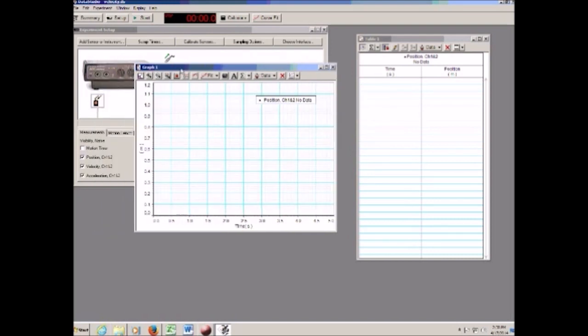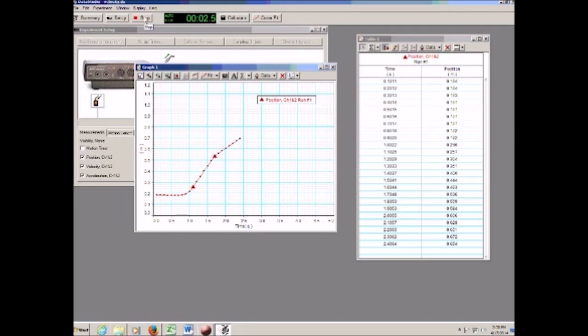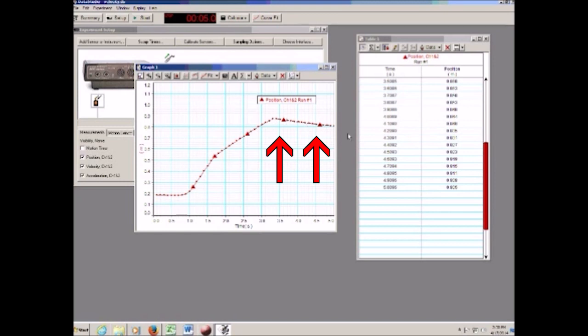I send one cart down the track about one-third of the way. It collides with the second cart, which is stationary, and then they stick together and continue on. So this is what that looks like in real time. All right, so this is the bounce back at the end of the track. We want to ignore everything here. So this kink here, this is our collision point. So we're going to need the velocity of the carts before and after.